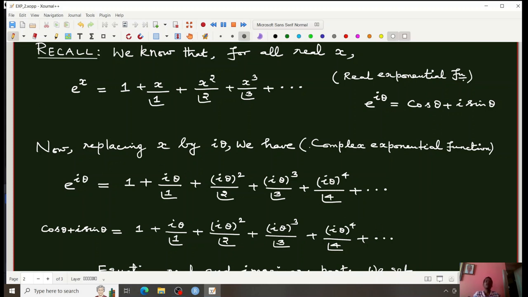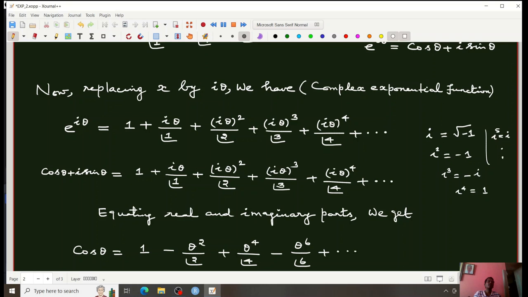And we also know that I square is minus 1 and I is the square root of minus 1. Therefore I square becomes minus 1 and I cube becomes minus I. I power 4 becomes 1 and I power 5 becomes I, and so on. So this goes indefinitely.